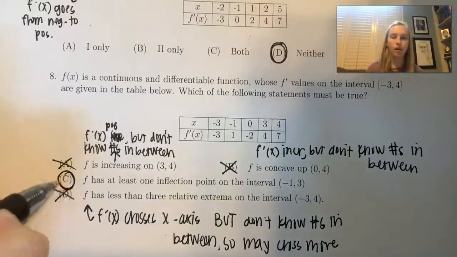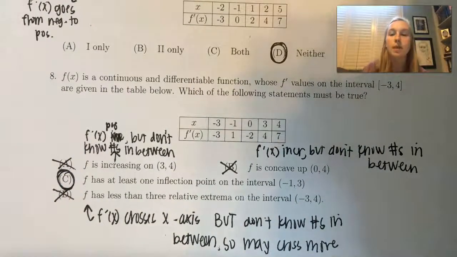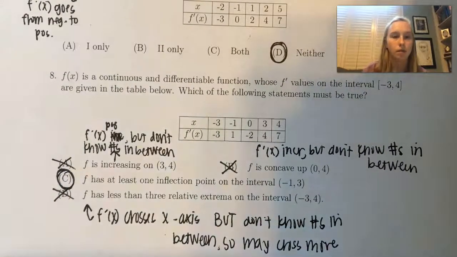There. Okay. So now we know that C is right by process of elimination, but let me explain why it is right. It is right because it says at least one inflection point. So an inflection point means it means that f of x changes from increasing to decreasing. So it does that, right? And where does it do that?